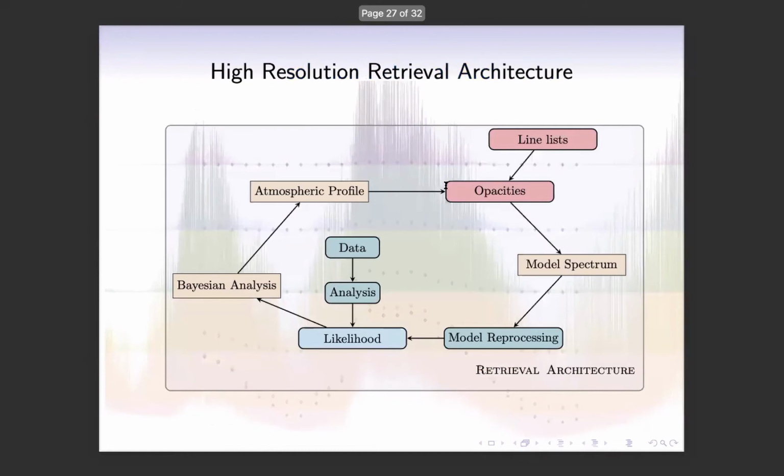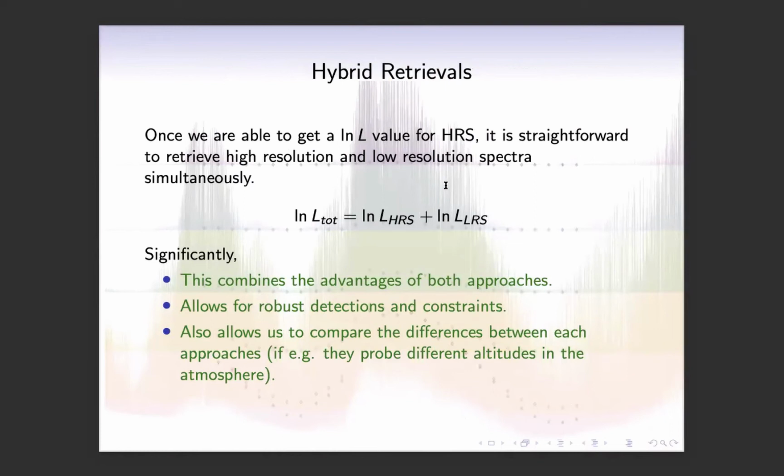Sorry, can I add something to this? Because this is, I think, a crucial point. It's true, you might get a value from the likelihood of the high res which is like 10 million, and you might get a value that is only 50 from the likelihood of the low res. So at face value, you might think, okay, 10 million over 50, it dominates.